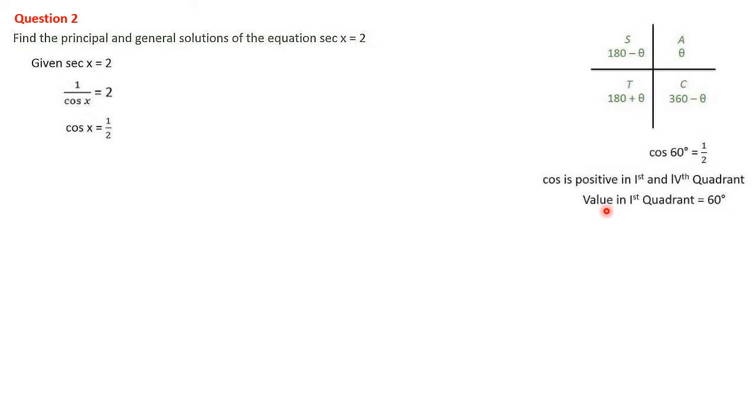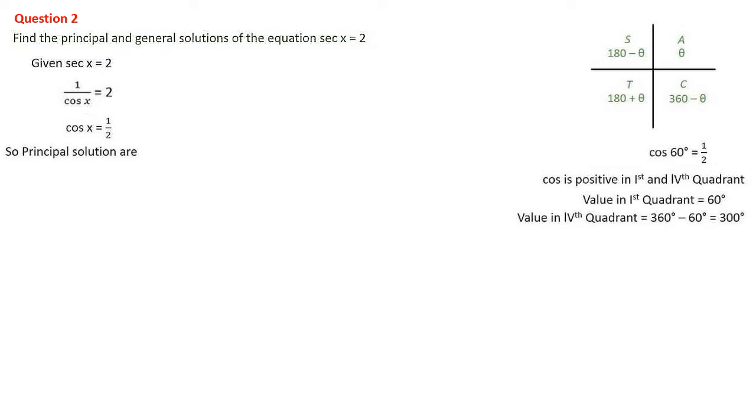So the value in the first quadrant is 60 degree. Whatever we have got as the first answer, that is 60 degree. Clearly it is in the first quadrant because the first quadrant is between 0 and 90. Then we have to go to the fourth quadrant, that is 360 minus theta. The value in the fourth quadrant is 360 minus 60, which is 300 degree. So we have got both the principal values.